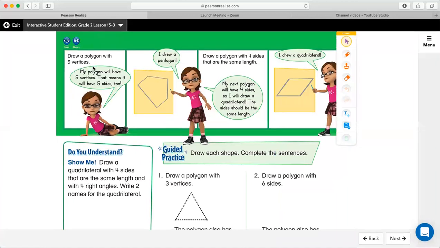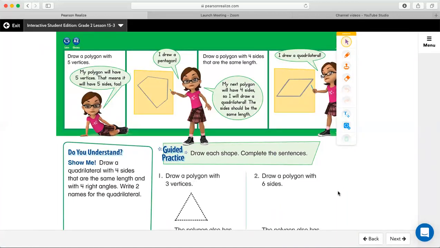Okay, so what you're going to be doing is you're going to finish the sentences here. So at the top, the directions are draw a polygon with 5 vertices. So she says, well, if my shape has 5 vertices, then it has to have 5 sides too. Remember, vertices, sides, and angles are all going to be the same number. So she drew a pentagon. Okay? 5 sides, 5 vertices, 5 angles. Then they gave her the directions of drawing a polygon with 4 sides that are equal length. So she says, I'm going to draw a quadrilateral, 4-sided shape. And they all are the same size. Okay, she could have just drawn a simple square, right? A square has 4 equal sides.